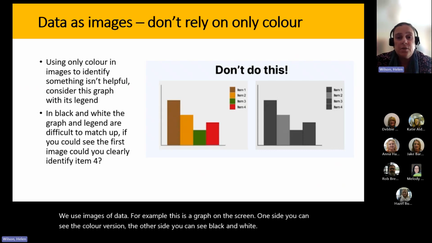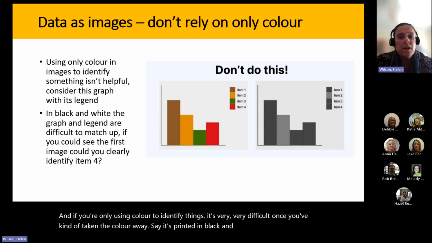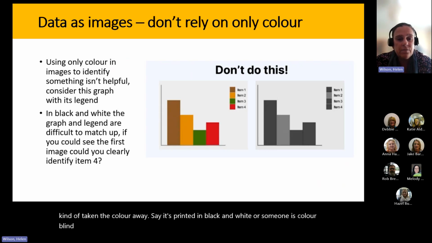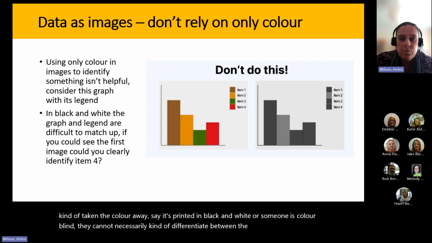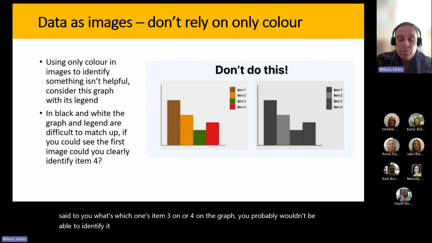And if you're only using color to identify things, it's very difficult once the color is taken away, say it's printed in black and white, or someone is colorblind. They cannot necessarily differentiate between the different items. So if I said to you, which one's item 3 or 4 on the graph, you probably wouldn't be able to identify it.